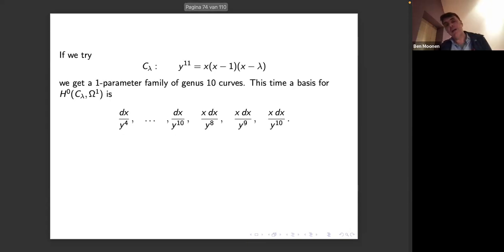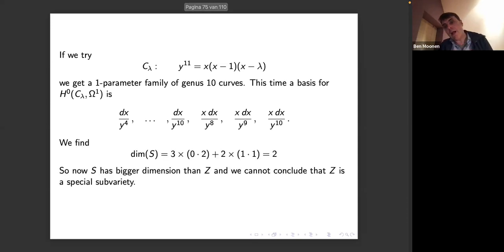But for instance, suppose I go on and I get courageous and say, well, let's look at y to the 11 is x minus 1, x minus lambda. Then I start calculating my differentials. And this time I'll find that the pair 0, 2 is occurring 3 times and the pair 1, 1 is occurring twice. And this time I'm finding a two-dimensional special subvariety, whereas I only had one parameter lambda. So in this case, the S, the PEL type special subvariety, becomes bigger than the family that I'm writing down. And now I lose because I cannot conclude anything a priori.